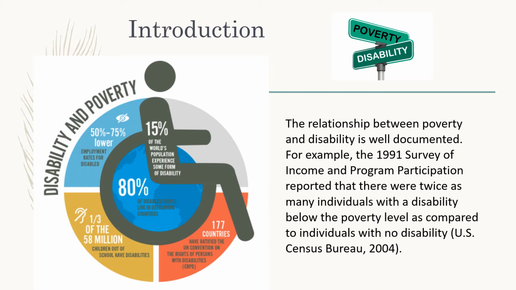The relationship between poverty and disability is well documented. For example, the 1991 Survey of Income and Program Participation reported that there were twice as many individuals with a disability below the poverty level as compared to individuals with no disability.